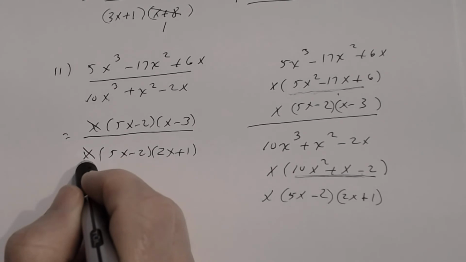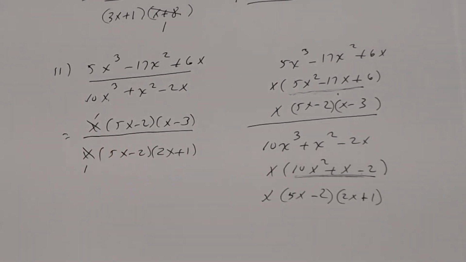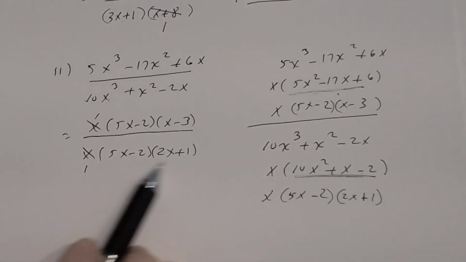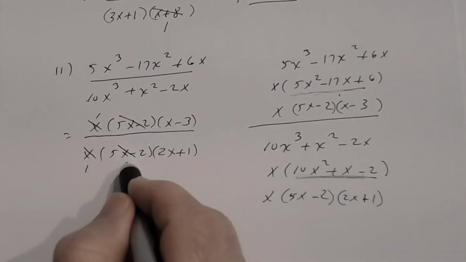So remember, when you cross them out, make sure you put factors of 1 in their place. The next factor you see is 5x minus 2. Do you see a factor of 5x minus 2 in the denominator? Yes, you do. So those divide out.